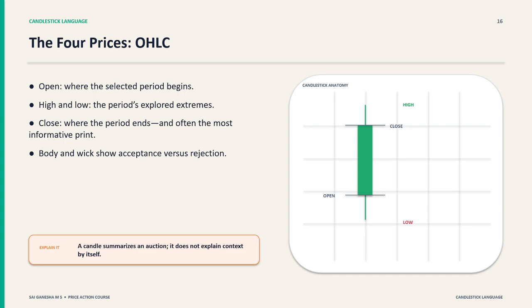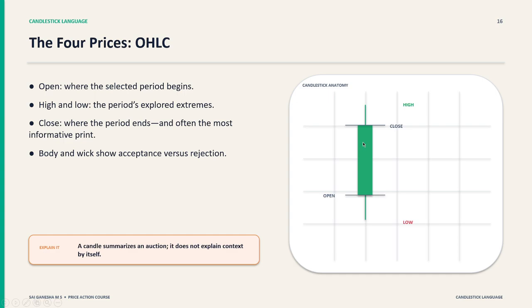Imagine a 5 minute candle opens at 100 rupees. During those 5 minutes, buyers push the price up to 106. This is just an example, okay? Then sellers enter and push it down to 98. Before the 5 minutes finish, price recovers and closes at 104. So in this example, the open is 100, the high is 106, the low is 98, and the close is 104.